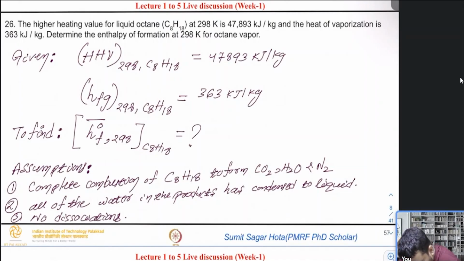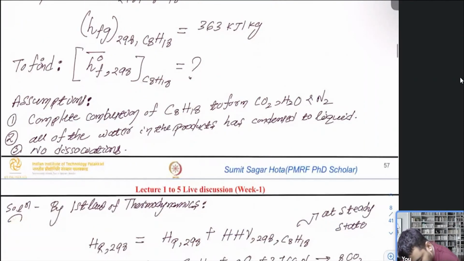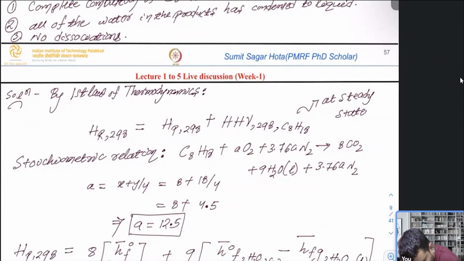So what is given: the higher heating value at 298 Kelvin for C8H18 is 47893 kilojoule per kg, and h_fg at 298 for C8H18 is 363 kilojoule per kg. We need to find h_f naught bar at 298 for C8H18. The assumptions are complete combustion of C8H18 to form CO2, H2O and N2, all of the water in the products has condensed to liquid, and no dissociation. Now let's come to the solution part.